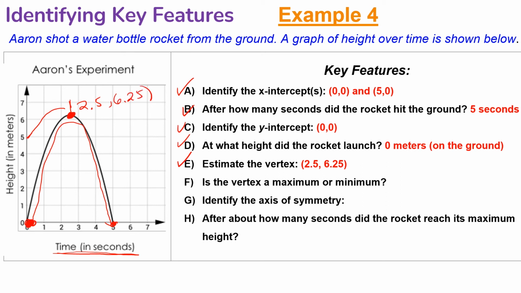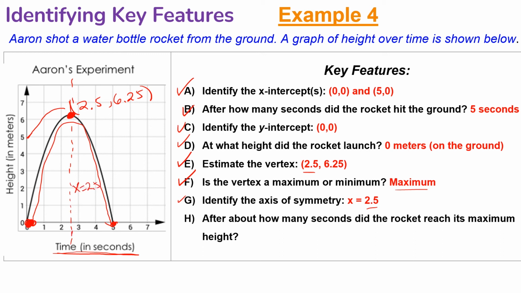All right. Is the vertex a maximum or a minimum? Well, that's the highest point on the graph. So that is a maximum. G, identify the axis of symmetry. Remember, the axis of symmetry is just the x value of your vertex, so x equals 2.5. And if you draw a line here, I'm going to try to cross it at about 2.5. So this would be my axis of symmetry.